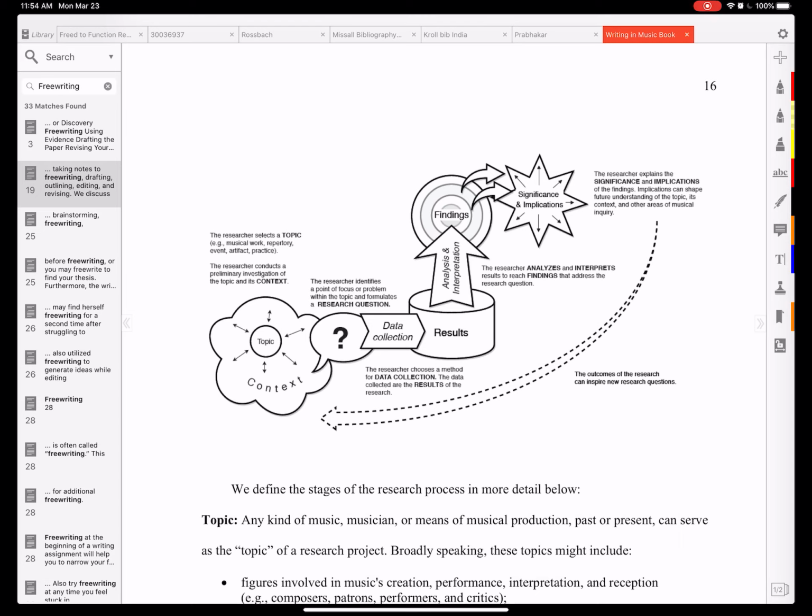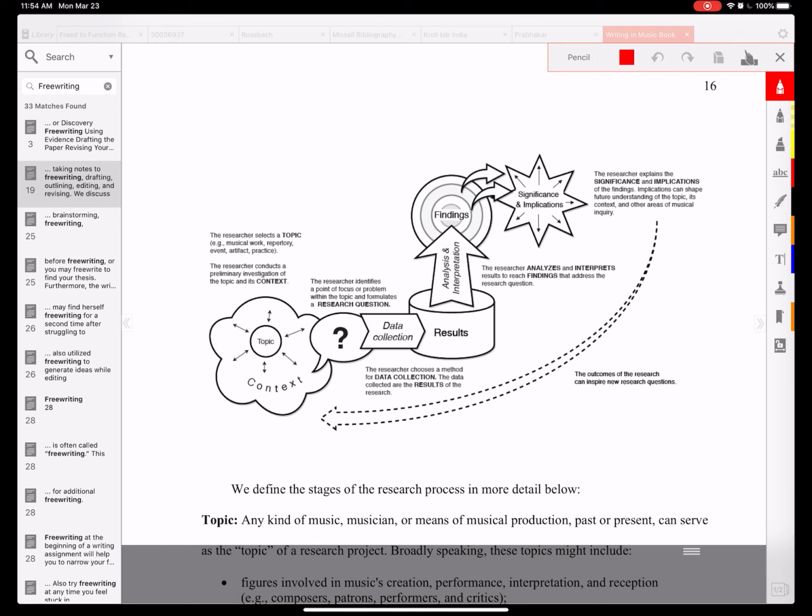So far we have identified a topic and a context and formulated a research question. Many of you have noticed that the research question has to change or be focused in response to the data that you've collected or the results that you've collected. So right now, your annotated bibliography is basically a collection of these results here. Now we're going to start working on this process of analysis and interpretation for the next steps.